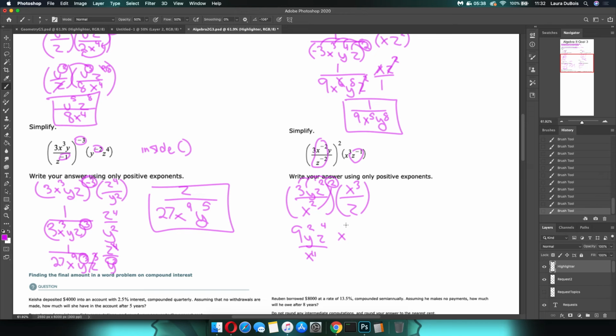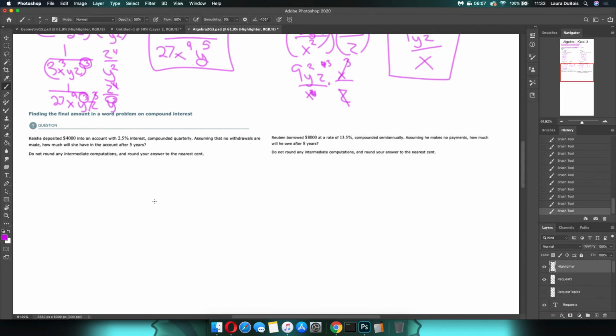Then we have x cubed over z. So x cubed cancels out basically all of my exponents here. 1z here, which means I'm only pulling out 1 here. So that's 9y squared, z cubed over x as our final answer. So this comes in a couple of different flavors, but ultimately you want to do your inside negative exponents first and then your outside negative exponents next.